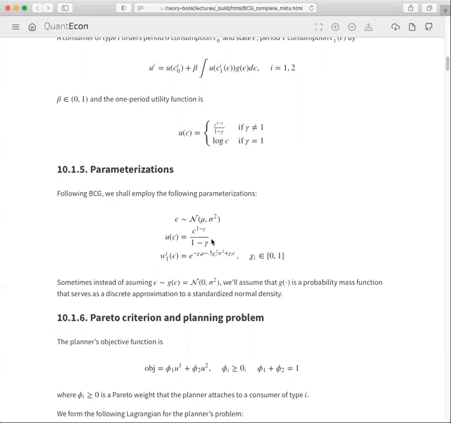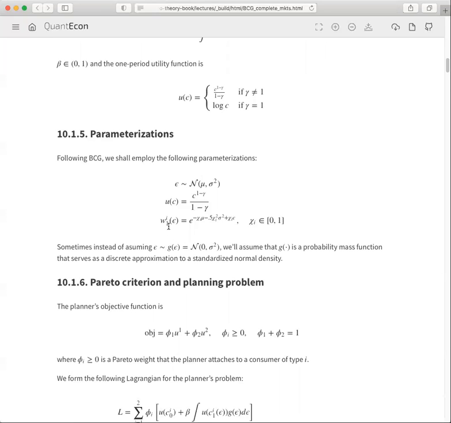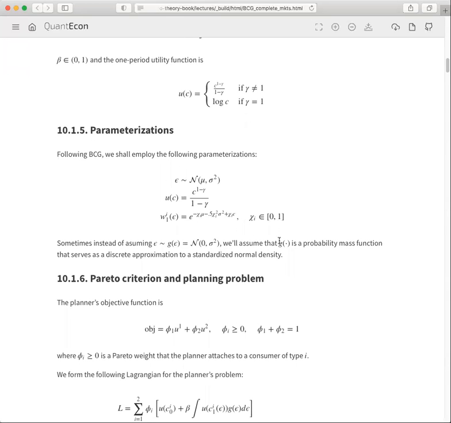Utility is going to be our power utility function, and we're going to have the endowments. They're also going to be log normal. So you take the log of the endowment, and this chi is going to be a volatility. It's partly going to affect people's share of the aggregate endowment. I shouldn't have said volatility. And we're going to have this being normal.